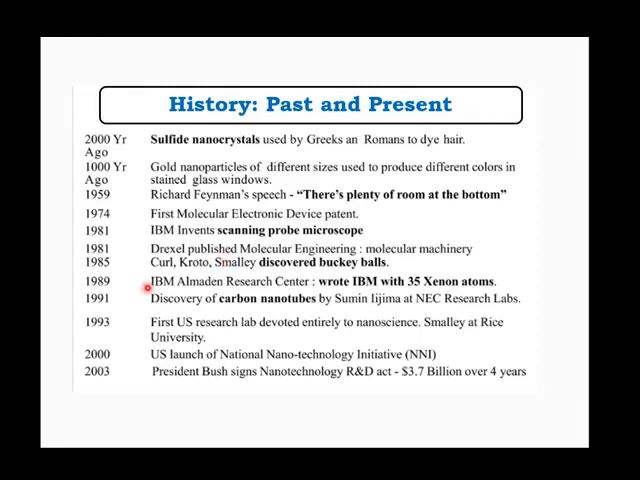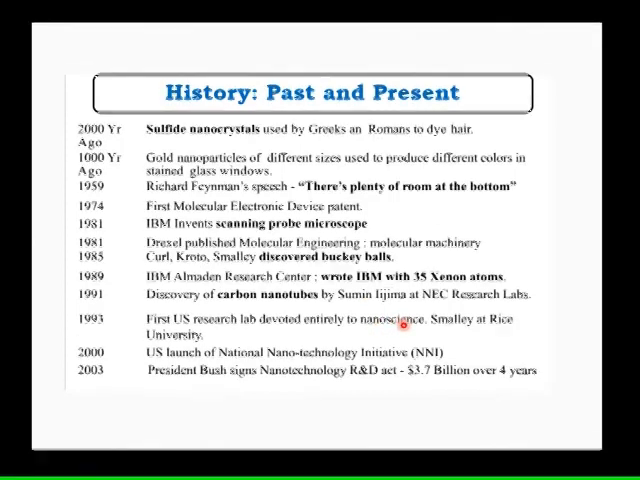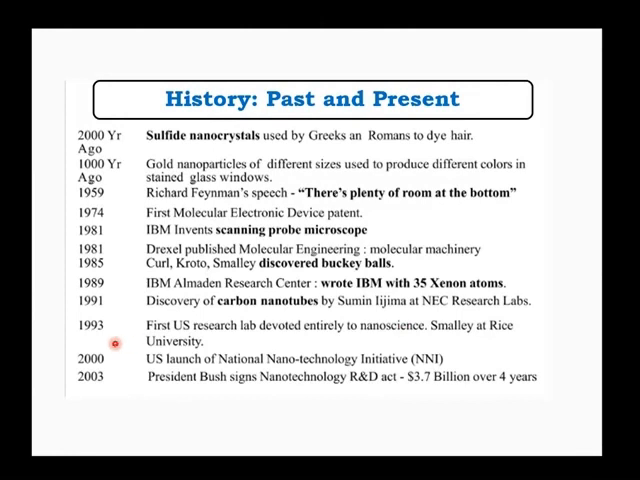And in 1991, the discovery of the carbon nanotube, one of the very important discoveries, led to many applications in the field of nanotechnology. That was by Sumio Iijima at NEC Research Lab, a Japanese company. In 1993, the first US research lab devoted entirely to nanoscience was established. People started recognizing how important nanoscience is and how it can be applicable to various fields. That was the first research lab in the US.